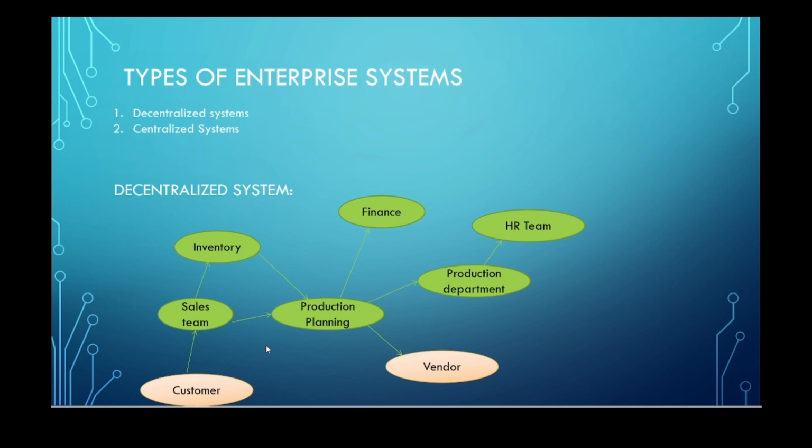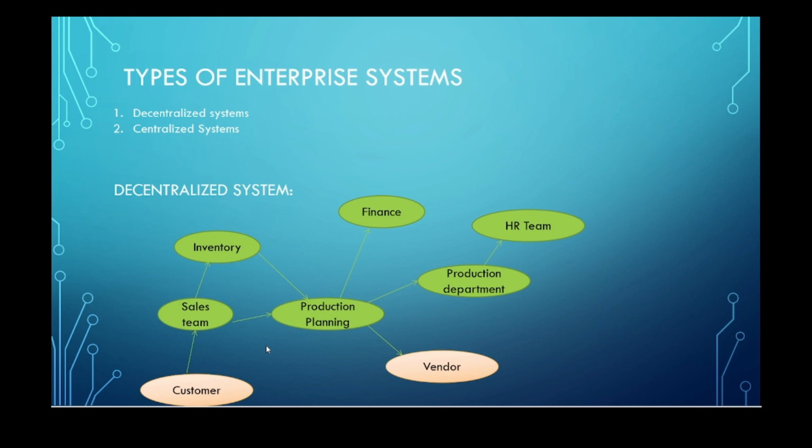Yes. Here, I clearly understand the types of enterprise system. We have two types: a decentralized system and a centralized system. In a decentralized system, I got to know that the departments are working individually and the data is stored with them itself. Whatever data is required from another department, they are supposed to call them or mail them. Likewise, they are maintaining it.